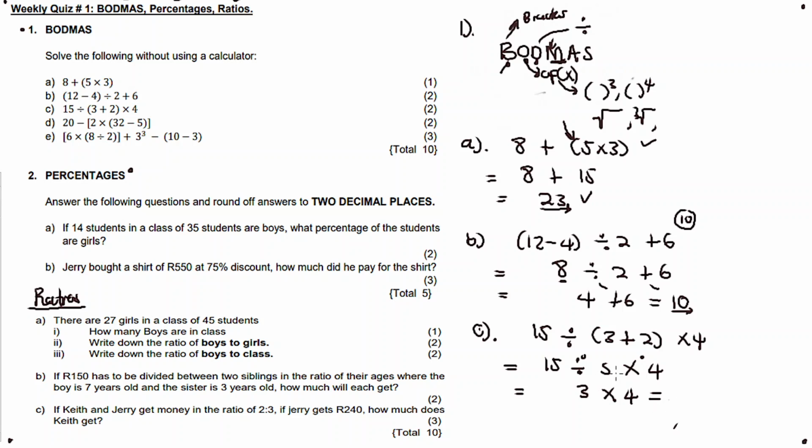So okay, 15 divided by 5, that's 3. And then I'm only left with one operation, that's a multiplication. So 3 times 4, that's 12. This is my final answer.